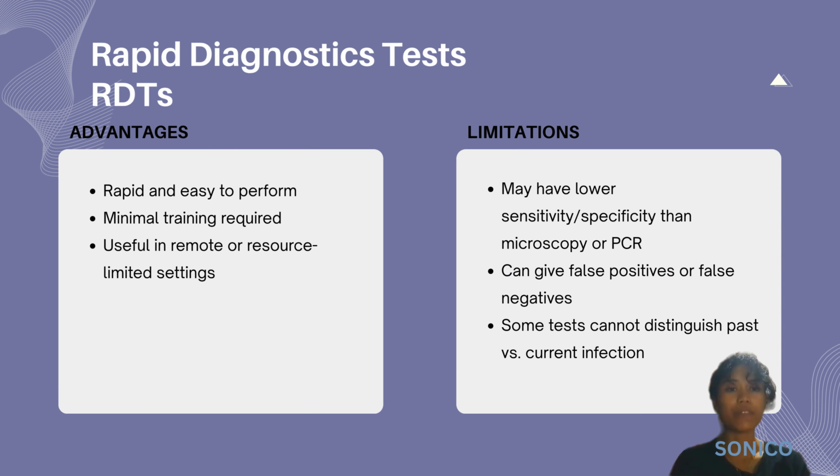One of the biggest advantages of RDTs is their speed and accessibility. Results can be obtained within 15 to 30 minutes, making them highly useful in remote or resource-limited settings where laboratory facilities are not available. However, despite their convenience, RDTs also have limitations. Their accuracy may be lower compared to more advanced methods like PCR, and some tests cannot distinguish between current and past infections, which may affect clinical interpretation.